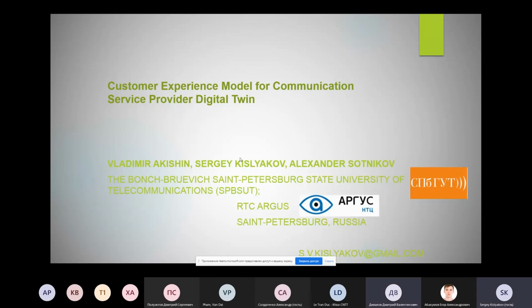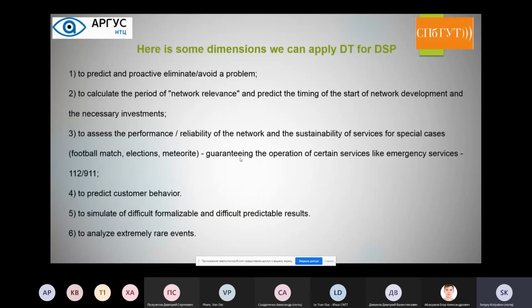FCAPS means... I'm sorry. Can somebody tell me, I see only the first slide. Is it okay or no? Oh, sorry. Okay. Thank you. Too many tasks at the same time.